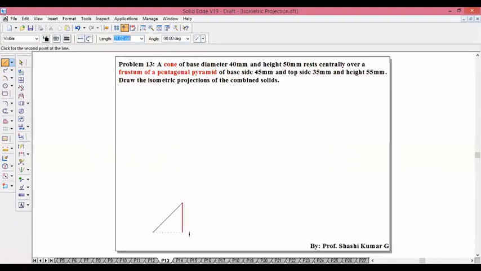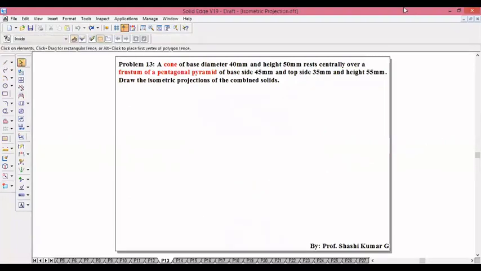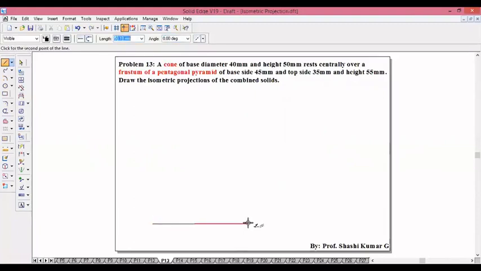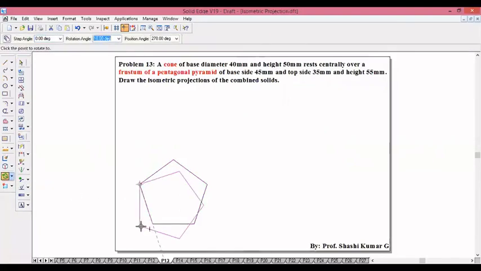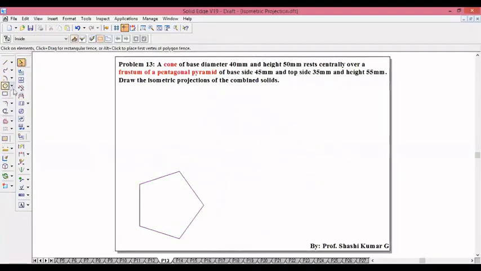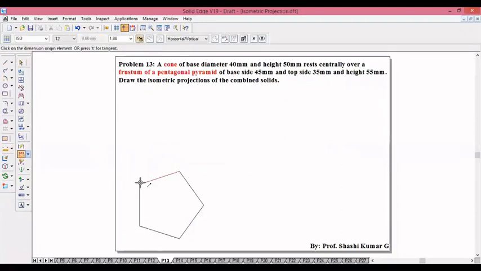45 at 0, 45. The base side is 45. Take length 45 at 0 degrees, 45 at 72 degrees, 45 at 2 times 72, 45 at 3 times 72, 45 at 4 times 72 as the angle. Then rotate this pentagon in such a way that one of its edges is vertical, and get the dimension of this using the distance between command.